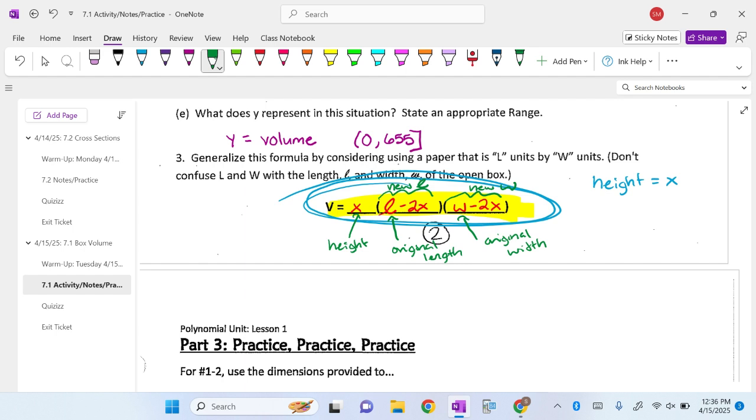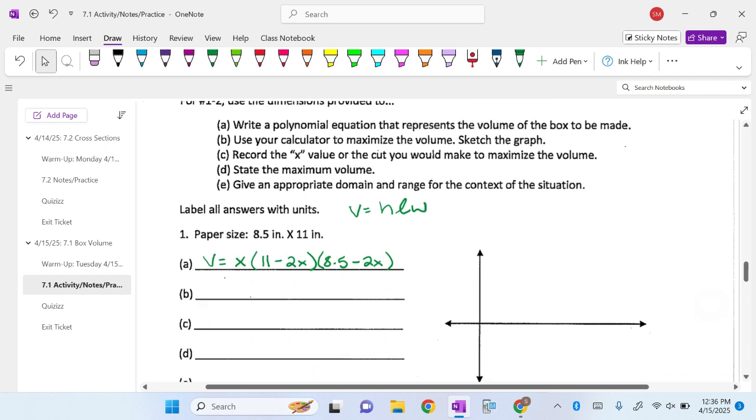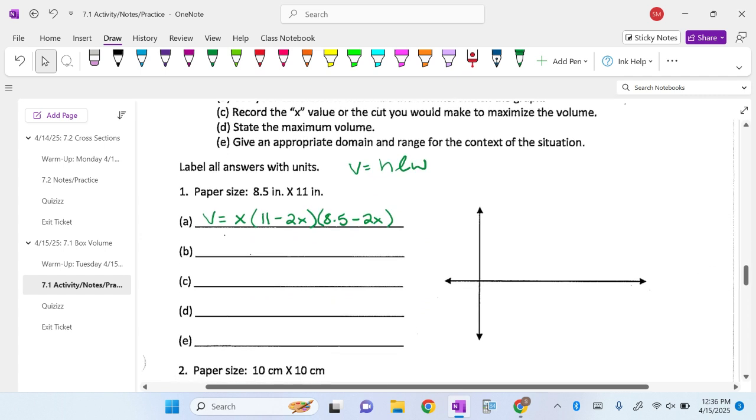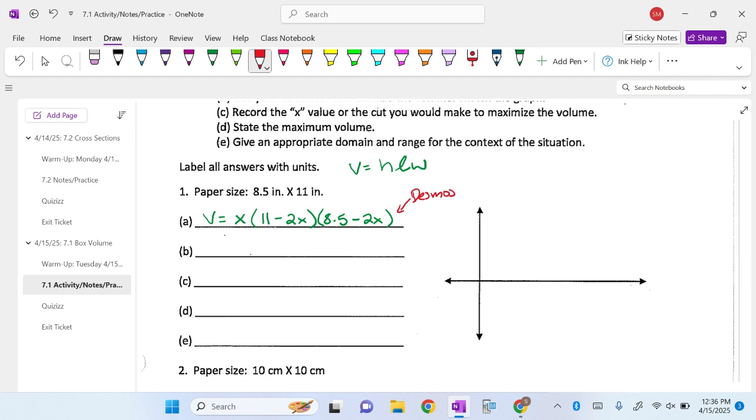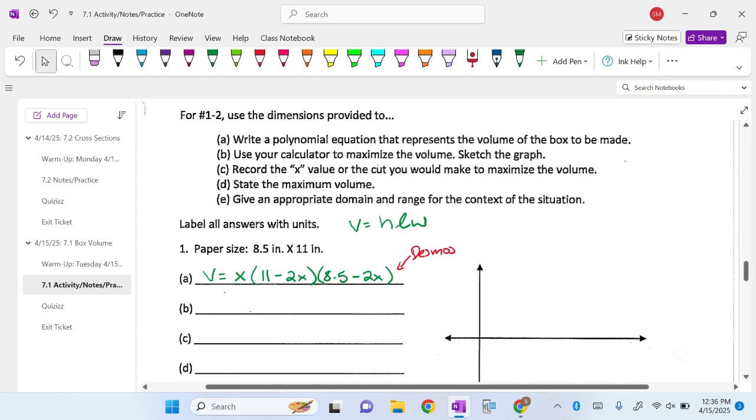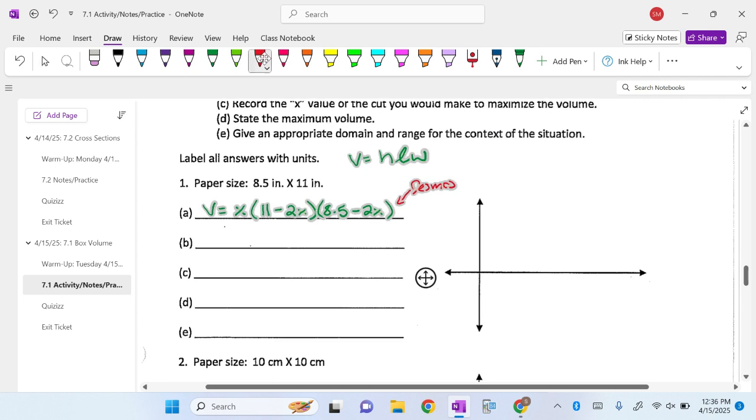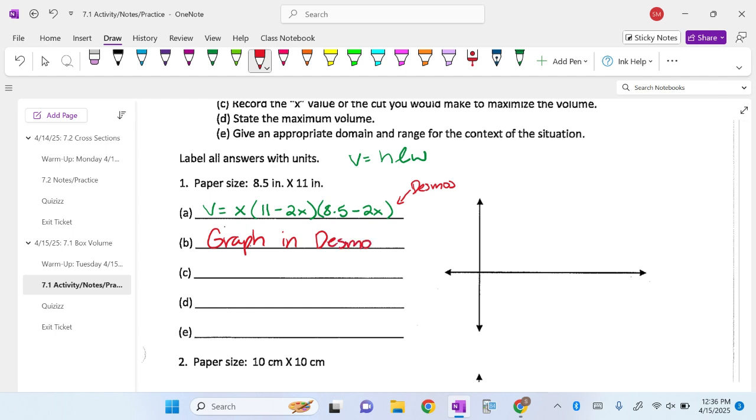So they're going to give you a length and a width. And they're going to tell you, we're going to cut out an x by x box. So how do I find the maximum volume? That's when we're going to put it in Desmos. So graph in Desmos and draw a quick sketch of the graph.